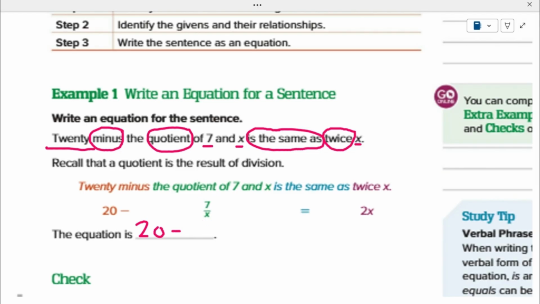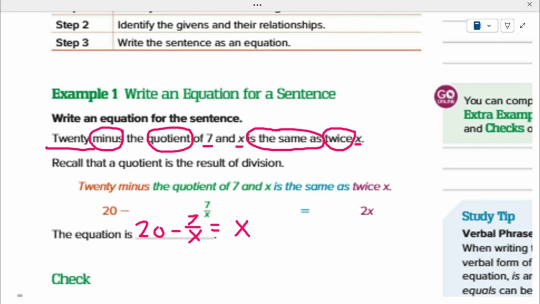So we know that it is the quotient of 7 and x, or another way to say it is we are dividing 7 and x. So 7 divided by x is the same as. This one was the one I said is tricky, but is the same as means equal to. Equal to twice x. So twice is representing another operation, which is multiplication. And we have the letter x.